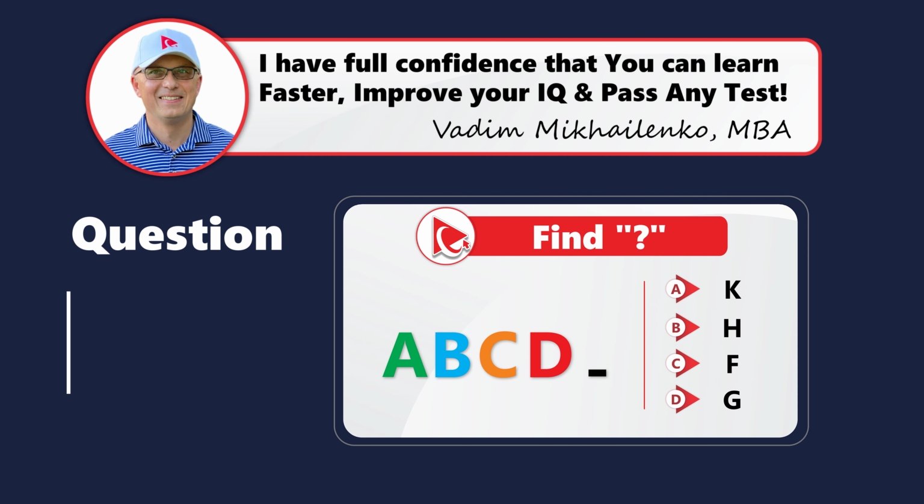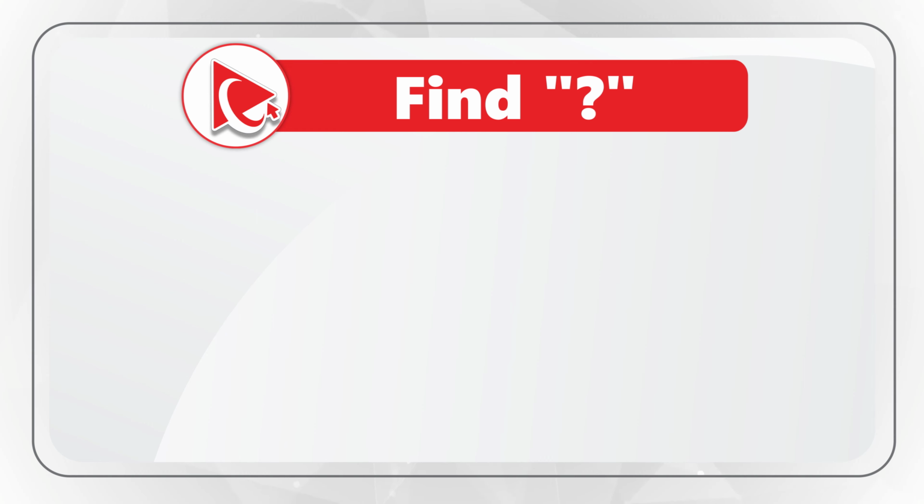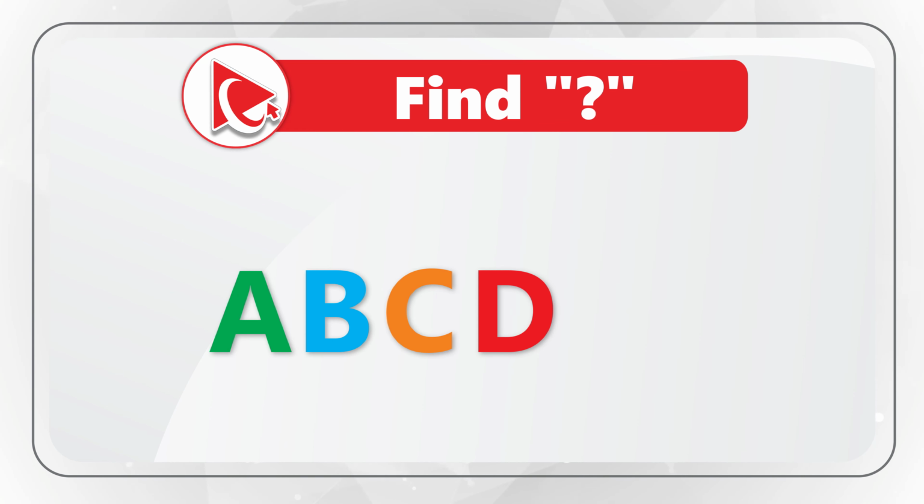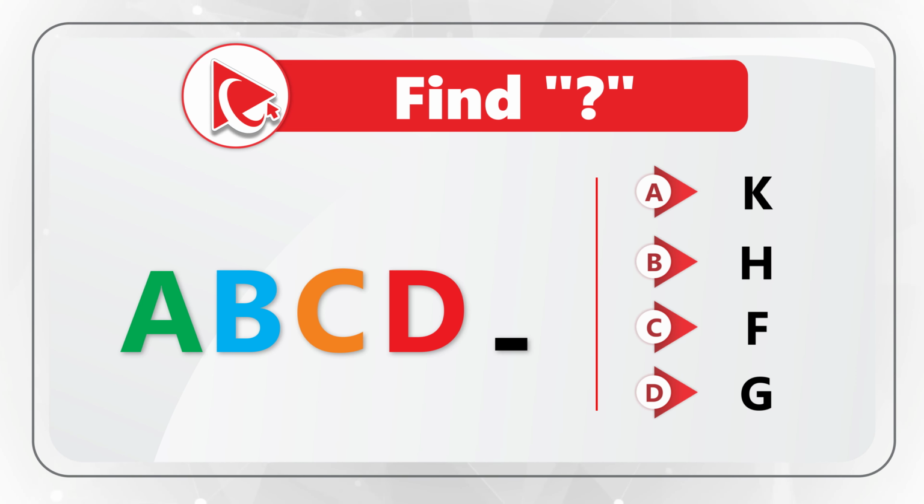I love this question just because the answer is so unusual. You need to determine the next letter in the sequence. The sequence is A, B, C, D, and then comes the missing letter. You need to select the letter out of 4 different choices: K, H, F, and G. And those match choices A, B, C, and D. The answer is very obvious, but only if you know it. Or guess it, as we would have to do in our case.